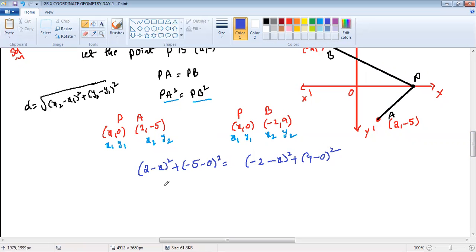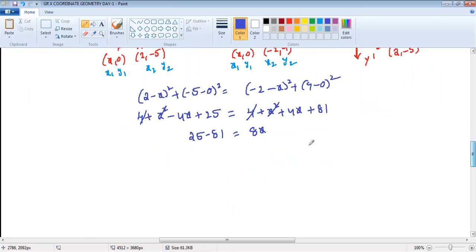Now please try to expand it. 4 plus x squared minus 4x plus 25, which is equal to 4 plus x squared plus 4x plus 81. Now 4 gets cancelled, x squared also gets cancelled. Now minus 4x, you please carry to the other side, and 25 minus 81 is equal to 8x.